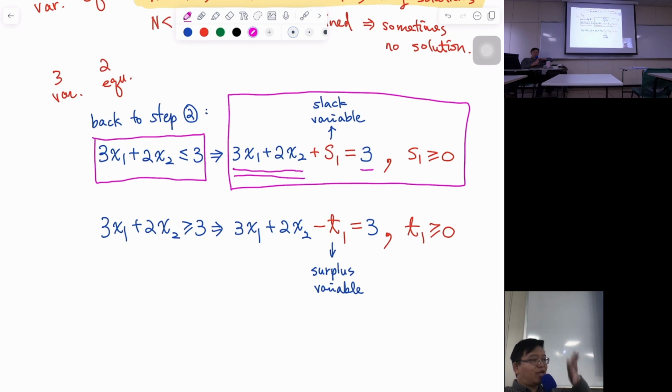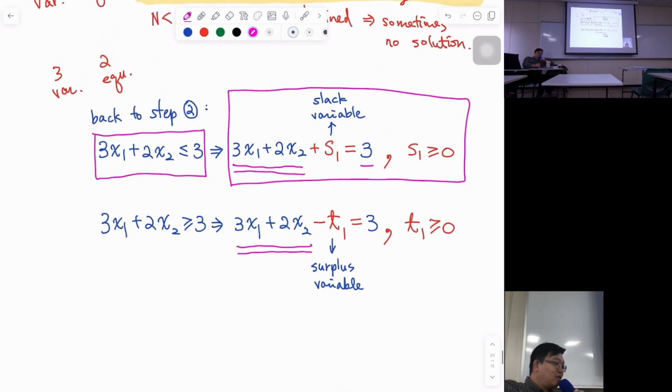Now, again, let's try to plug some numbers into the new equation. If T1 equals 0, 3x1 plus 2x2 equals 3, right? When T1 is positive, then the double line part has to be larger than 3 so that this equation is valid. So at the end you realize the double line part is either equal to 3 or larger than 3. That's why it's still equivalent to what you had earlier.